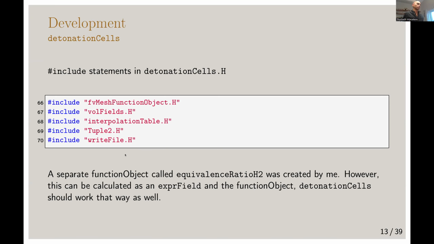Remember, we also need to calculate the equivalence ratio, which is not a direct output from OpenFOAM. You can easily calculate that using the expression field function object. Otherwise, I have also created a small separate function object called equivalenceRatioH2, which you can use. If you don't want to use that, you can calculate it yourself using the expression field, but this detonation cells function object should also support your calculation. So this is not a prerequisite.